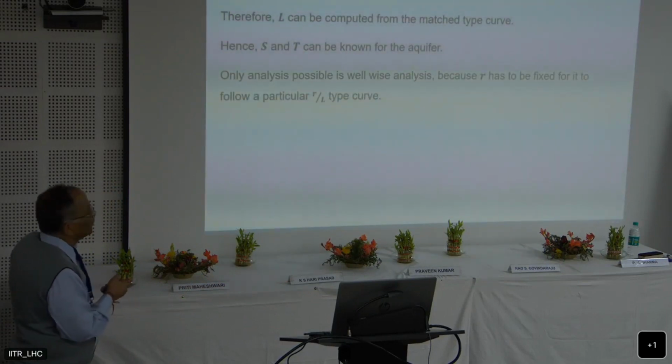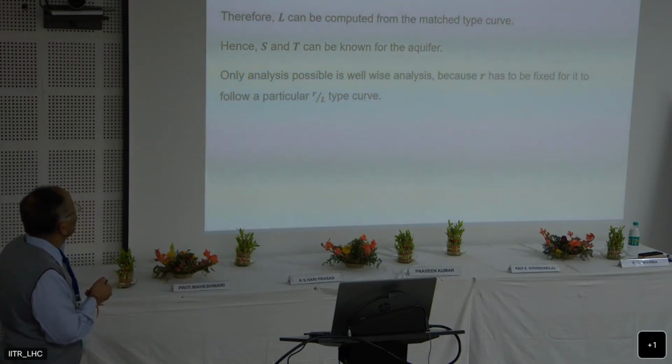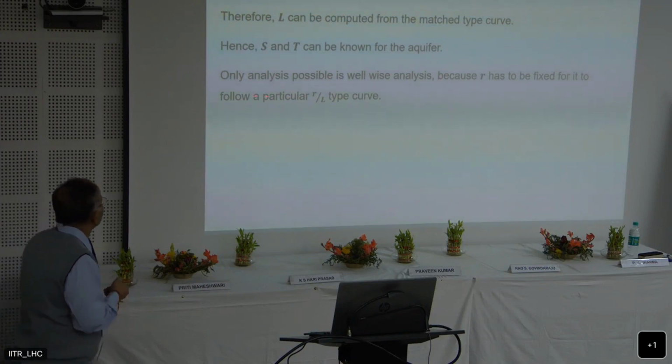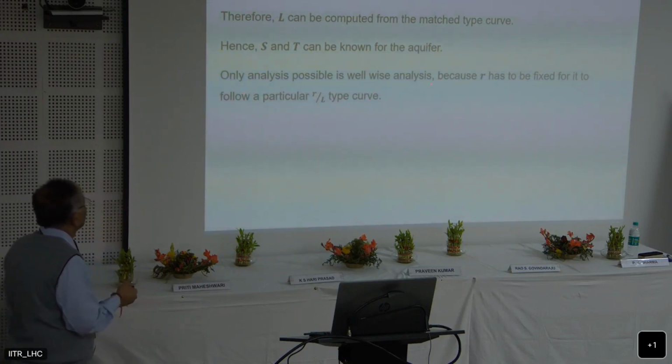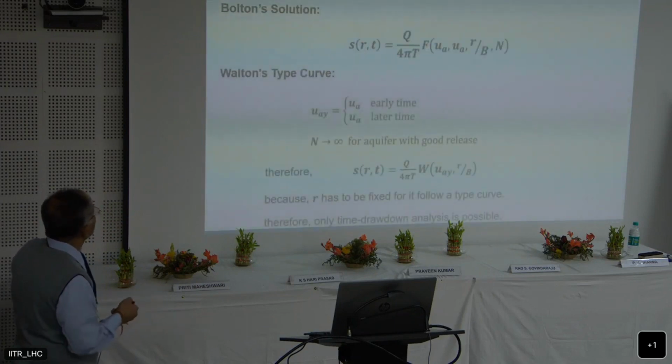So the match point coordinates, what we will be getting, are T, 1 by U, S, W, and R by L. R by L is known from the matched curve, R is known, so you get L. L can be computed, hence T and S become known from the match. So this is a typical one.